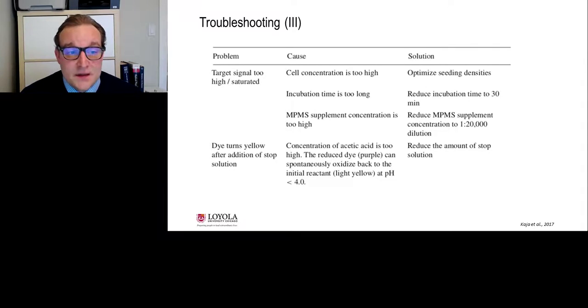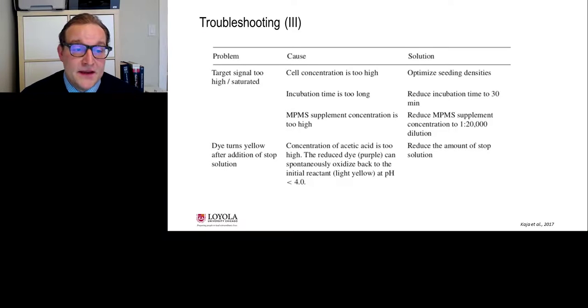Also, the target signal might be too high or saturated. This is often a problem with commercial assays, where there's limited options for optimization. Again, here, our assay allows us to adjust the concentration of the PMS supplement. Again, as previously, it can be readily diluted to 1 in 20,000 or even 1 in 50,000, which is a much simpler solution than having to adjust the workflow and diluting the precious sample material that is being used for the assay by doing another step that would require a standard operating procedure.